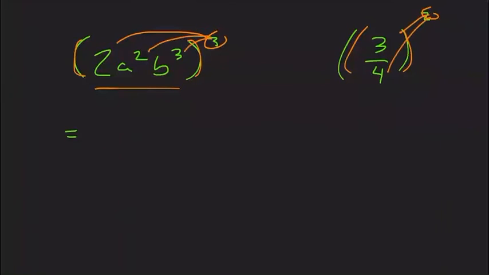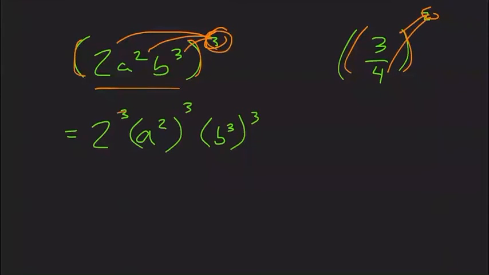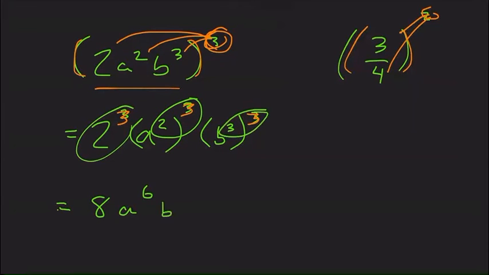So here we have 2 cubed times a squared cubed times b to the third cubed. So we're just taking this 3 and applying it on to all the factors. And so 2 cubed, that's 2 times 2 times 2. That's 8. Here we have a power raised to a power. So remember to multiply. 2 times 3 gives us 6. Power raised to a power. 3 times 3 gives us 9. So there's our simplified expression there.